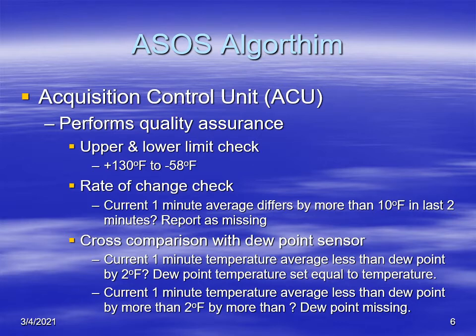Then it also performs a cross comparison with the dew point sensor. Of course, you can't have a dew point that's higher than the temperature, so it checks to make sure that the current 1 minute temperature average is less than the dew point by 2 degrees Fahrenheit. If it is, then it will make the dew point the same temperature as the air temperature. However, if the current 1 minute temperature average is less than the dew point by more than 2 degrees Fahrenheit, say 4 or 5 degrees, where the temperature is much less than the dew point, then there's a problem probably with the dew point sensor, and it'll report the dew point sensor is missing.